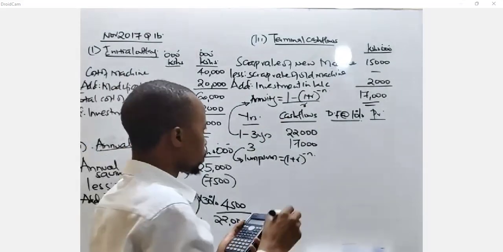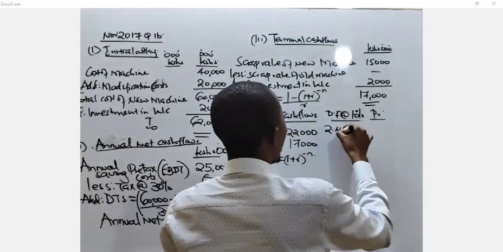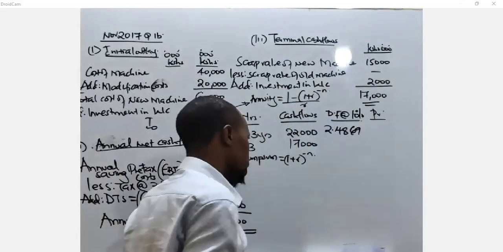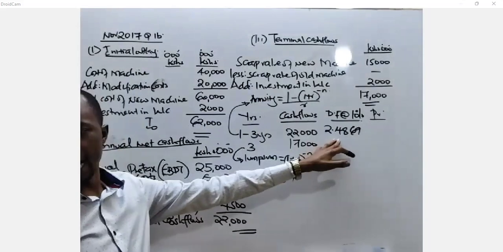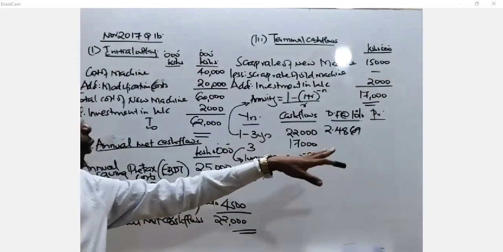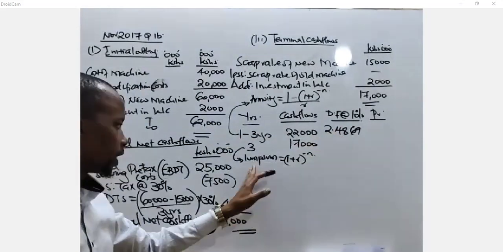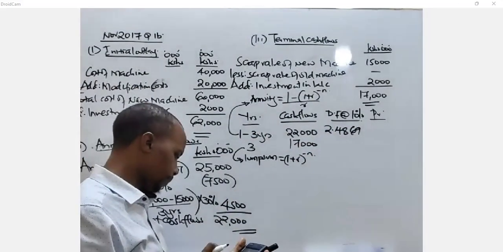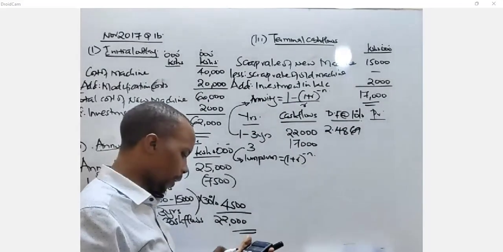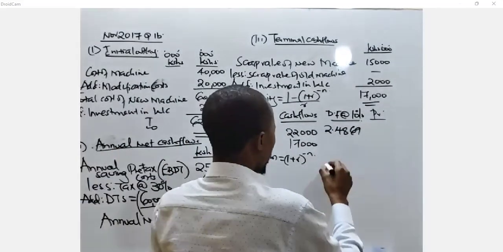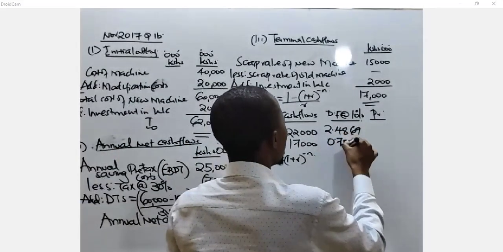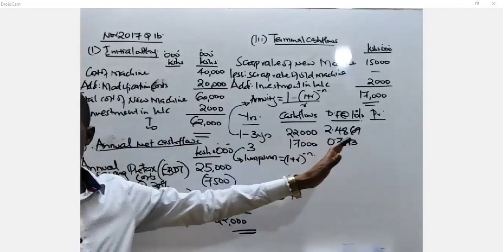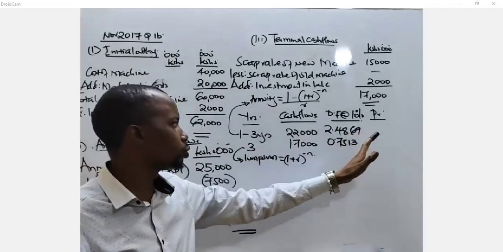We are getting something closer to 2.4869. You can see that is what you are getting under the annuity. Even if you are using a table, you'll be able to get this. Now, on the side of the lump sum, we just need to take 1.1 raised to negative 3. We are getting 0.7513.